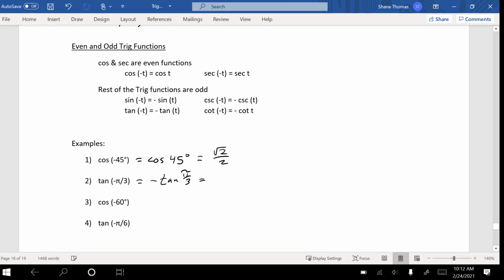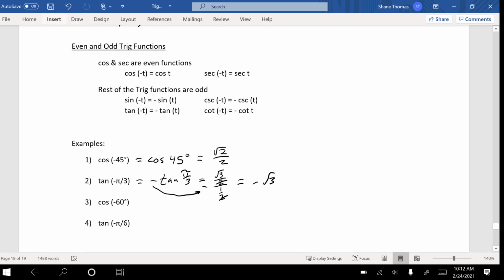Well, tangent is y over x, right? Give me both of them. What is it? Root 3 over 1/2. Okay. Now we still have a negative out front, right? We have the negative from here. All right. Cancel the 2's. So I'm left with negative root 3. Correct.